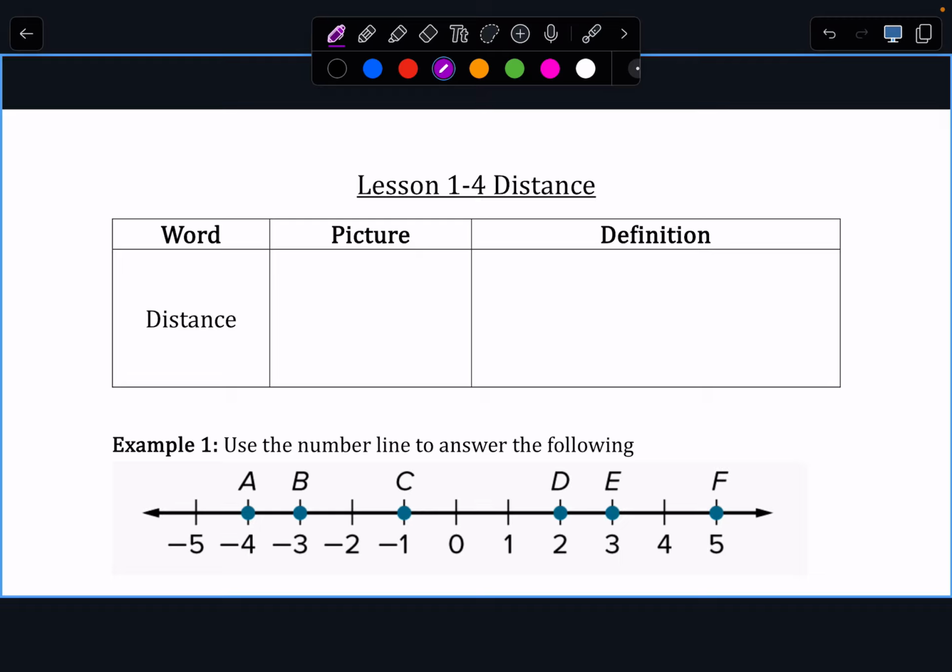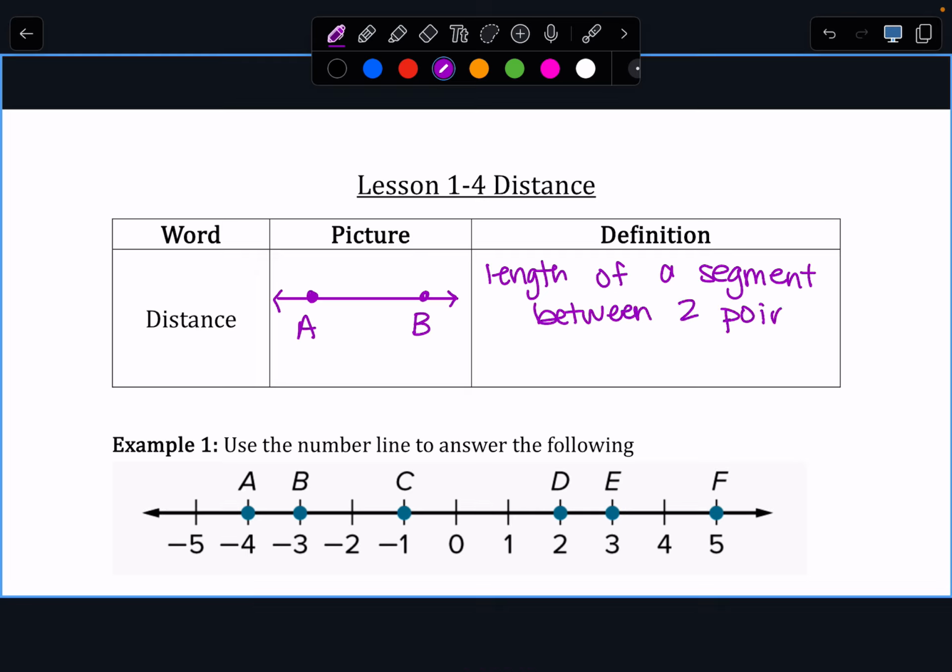Okay, so distance. Go ahead and draw a line for me here, and put 2 points on the line. When we talk about distance in geometry, we are talking about the length of a segment between 2 points.